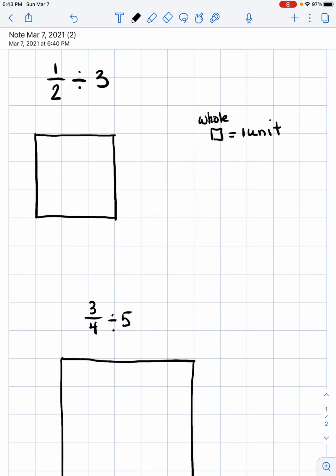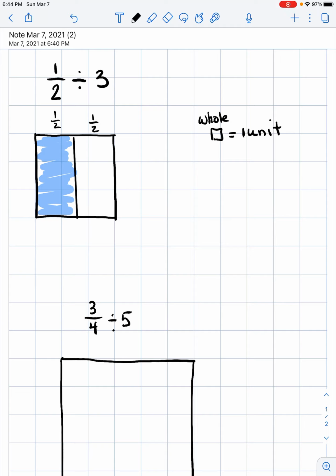So for our first problem, we have 1/2 divided by 3. Since 1/2 is our dividend, that means it's our starting amount, and that means it is the fraction that we are going to model. So I'm going to divide my square in half, and I'm going to shade in 1/2. And I am going to label 1/2, 1/2.